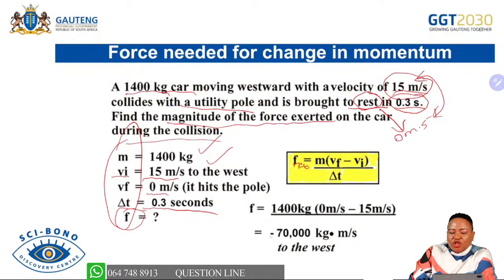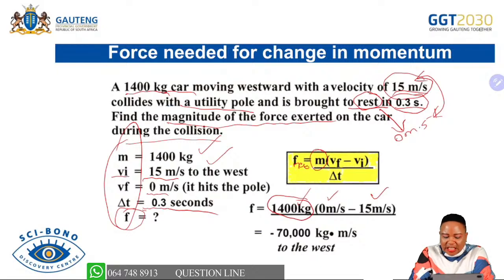Remember, the mass of the car will not change before it hit the pole and after it has hit the pole. So the mass is the same. That is why we just take it out as our common factor. And then our final velocity is 0, and our initial velocity is 15 meters per second. Therefore, you can see that now.